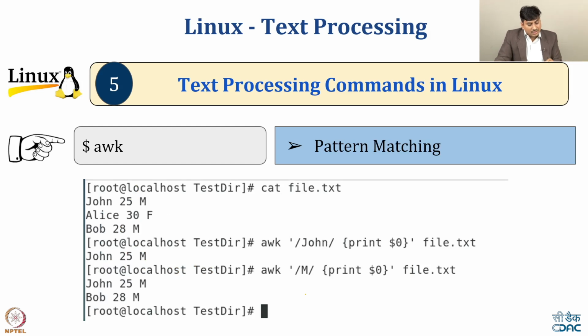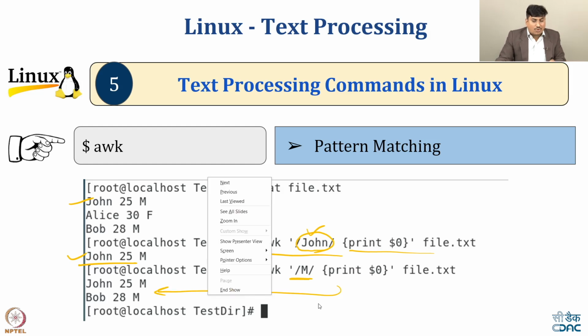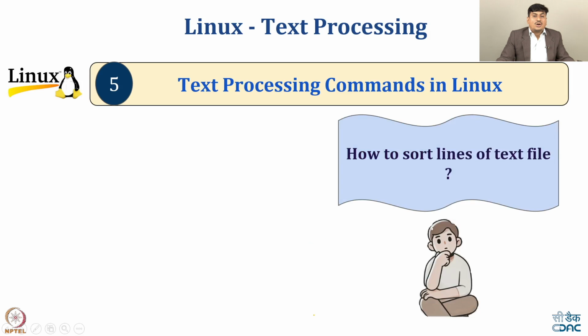If I want to search in the file and only print the lines which have the name John, with this we can print just that first line. If I want to print only the males, whatever this particular pattern matches, the corresponding lines will be printed. So, pattern matching things as well we can perform with awk.